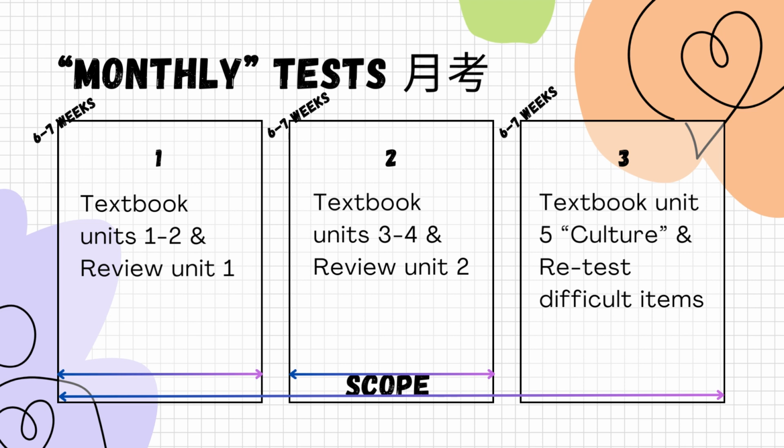So the thing is, for test three, there's not a lot of content because it's only 1 unit. And so we retest the difficult items that appeared in the previous units. So that gives us different scopes here. You can see the scopes down at the bottom. Test one is only units 1, 2. Test 2, units 3, 4. Finally, test 3 will be cumulative. So it'll cover all the material in the book the whole semester, plus some culture.